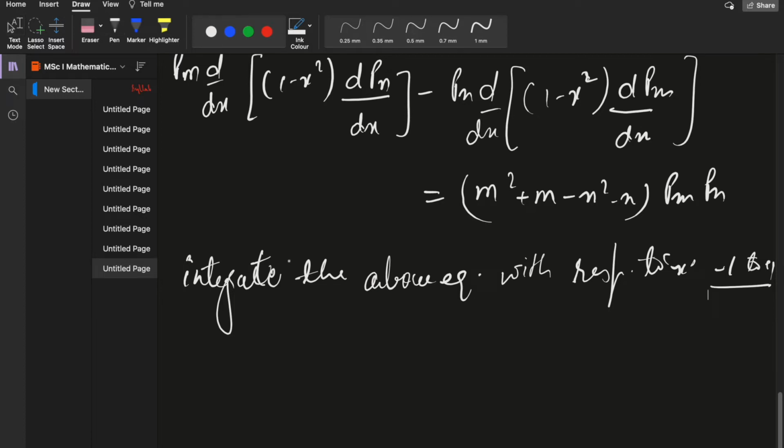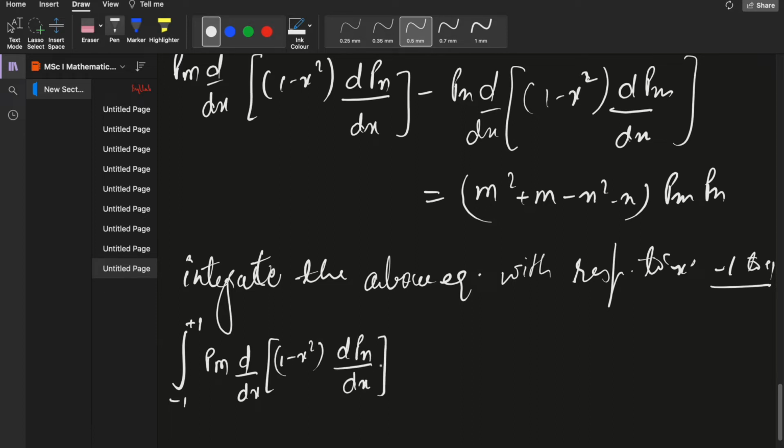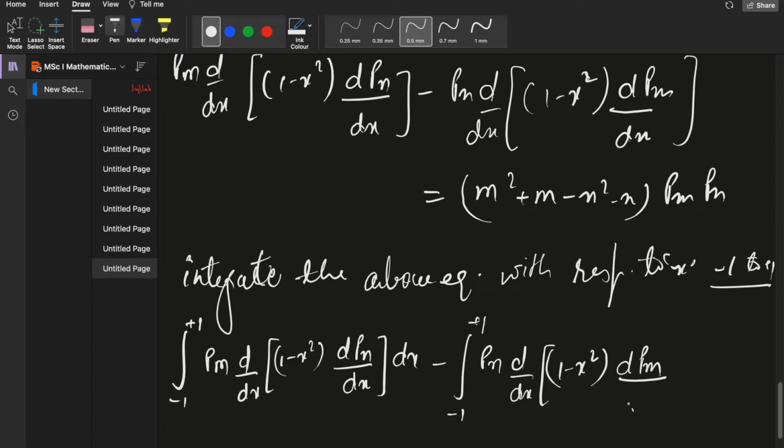So the first term will give me what? Integral from minus 1 to plus 1 of P_m d/dx of (1 minus x square) dP_n/dx times dx, minus the integral from minus 1 to plus 1 of P_n d/dx of (1 minus x square) dP_m/dx times dx.